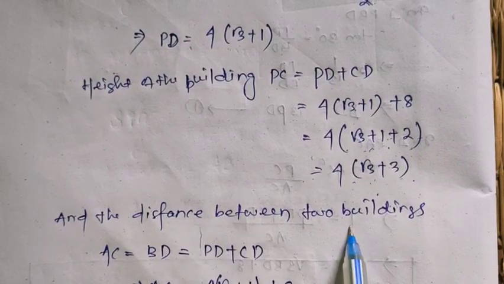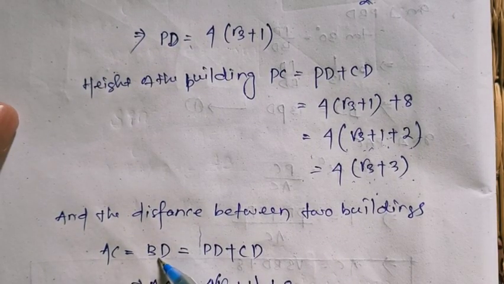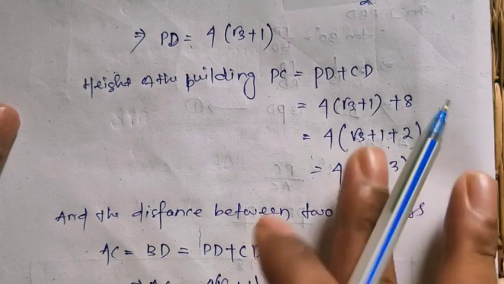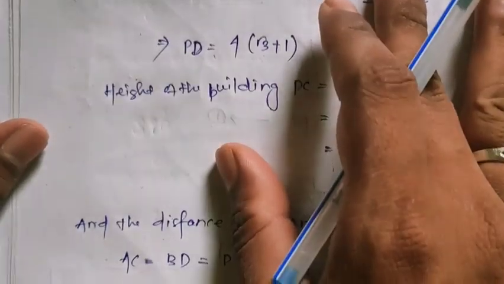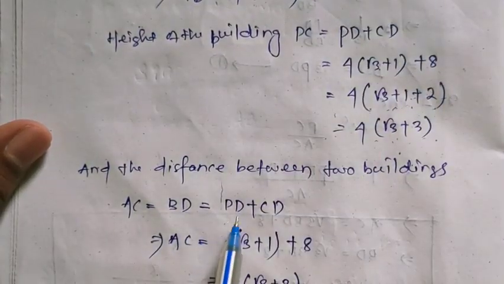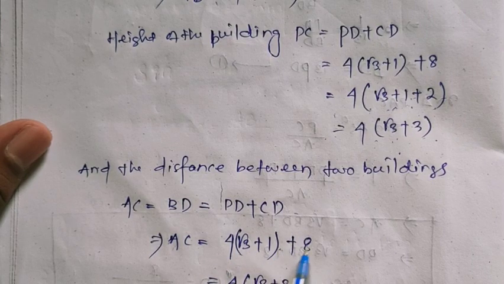And the distance between two buildings, and what is the distance? Distance is AD. We know that AC is equal to BD, right? Here AC is equal to BD, so I can write AC is equal to BD is equal to PD plus CD, which is equal to 4 into root 3 plus 1 plus 8.